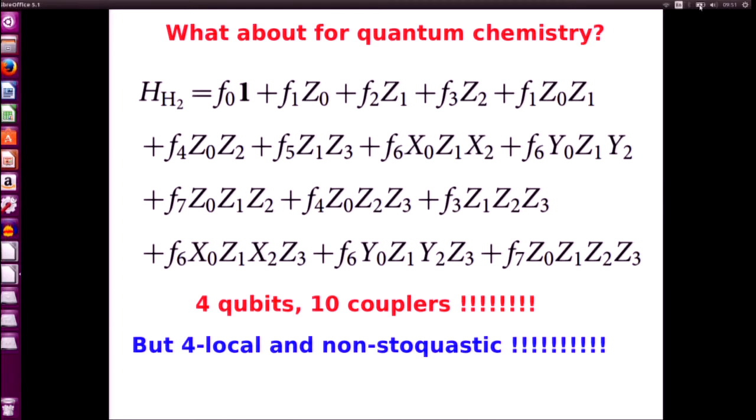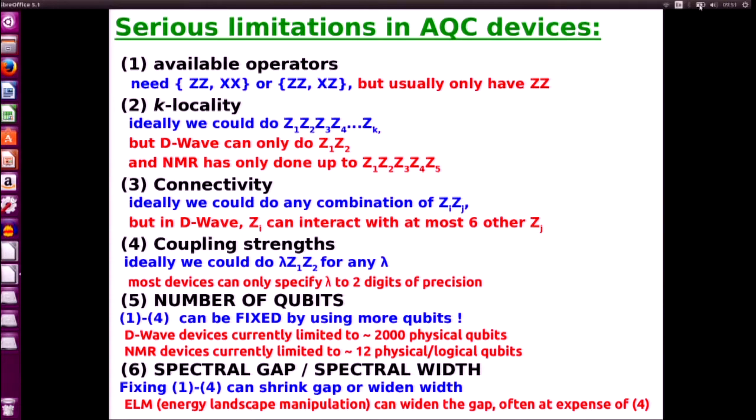They're non-stochastic. So the last talk, I think, was called Limitations of AQC. Here I have a slide. I didn't change it during the talk. This is what it was called before. Serious limitations in AQC devices. I think everyone knows most of these. I'm going to say them anyway.